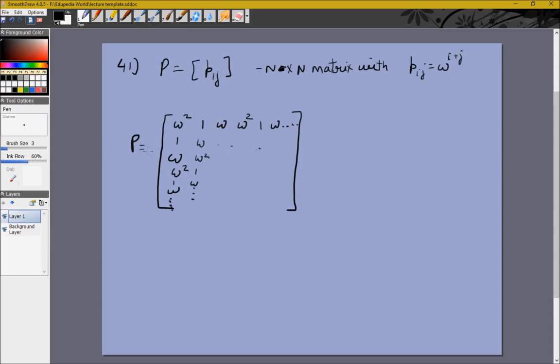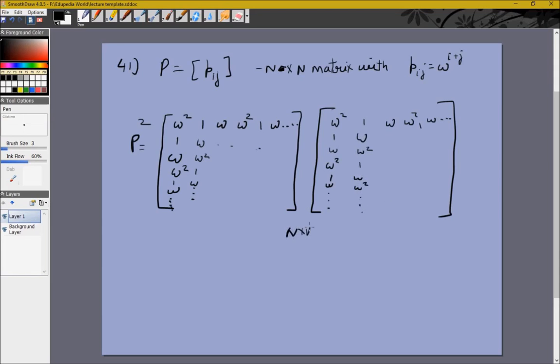Right, this is P. Now if you wanted P squared, you would multiply this by the same matrix: omega squared, 1, omega, omega squared, 1, omega, dot dot dot, and so on. And this is an n cross n matrix and this is an n cross n matrix, so the product will be an n cross n matrix. What is the first row, first column of this matrix? The product of the first row and the first column.